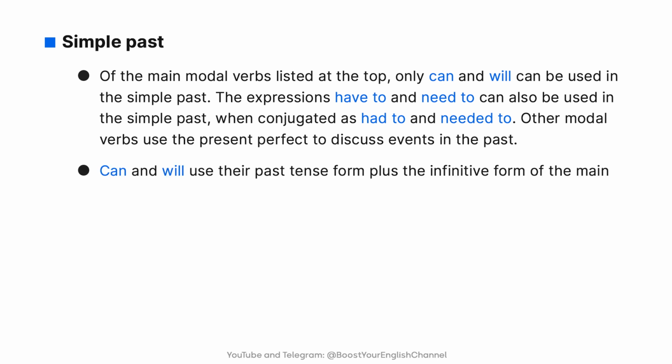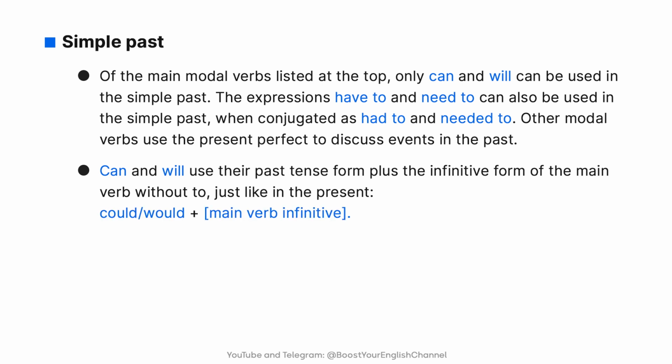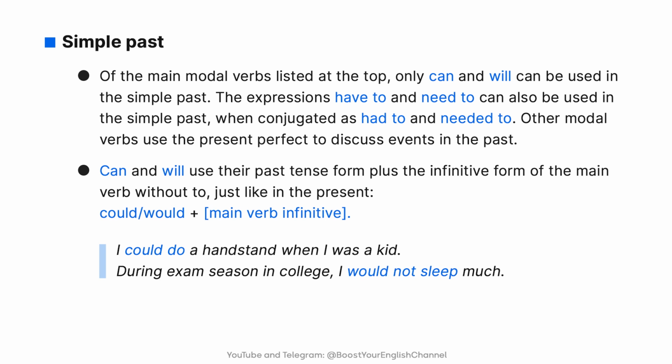Can and will use their past tense form plus the infinitive form of the main verb without to, just like in the present: could, would plus main verb infinitive. I could do a handstand when I was a kid. During exam season in college, I would not sleep much.